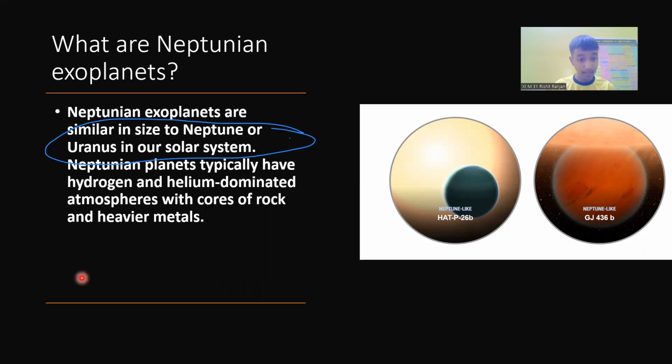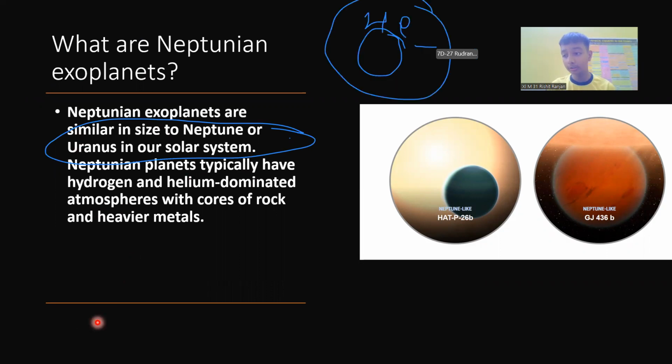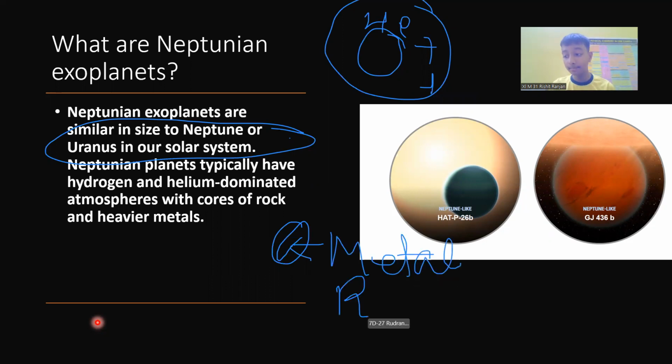They typically have a hydrogen and helium dominated atmosphere. Just like we saw in gas giants, their atmosphere mostly contains helium plus hydrogen, but their core is made of metal and rocks. So that's the difference. That one was only solid, but this one contains metals and rocks.